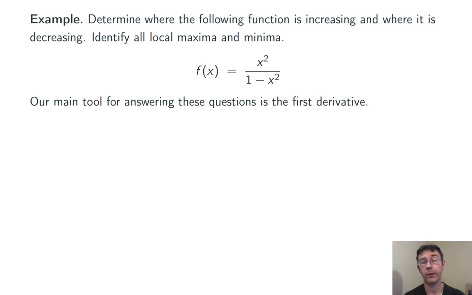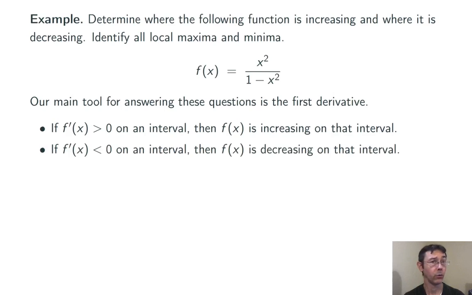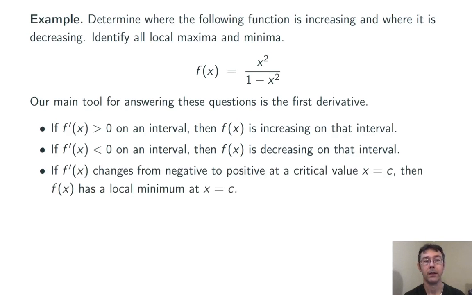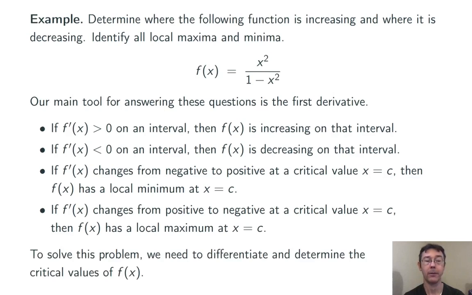These are all first derivative questions, and to answer them, we're going to want to keep in mind four closely related facts. If the derivative is positive on an interval, then the function is increasing there. If the derivative is negative, then the function is decreasing on that same interval. If the derivative changes from negative to positive at some critical value, then the function has a local minimum at that critical value. And if the derivative changes from positive to negative at a critical value, then the function has a local maximum at that critical value.